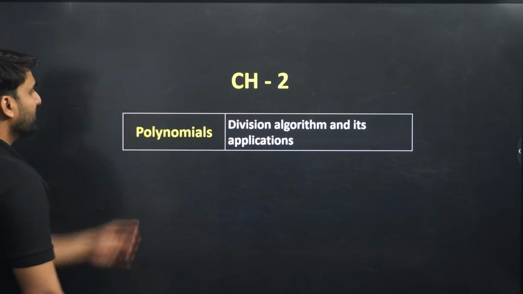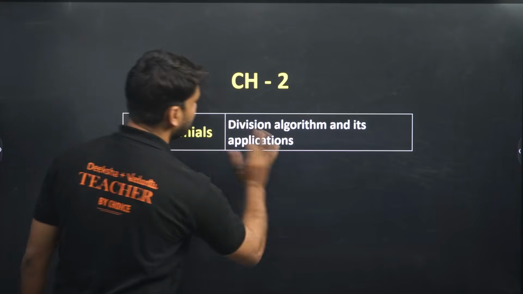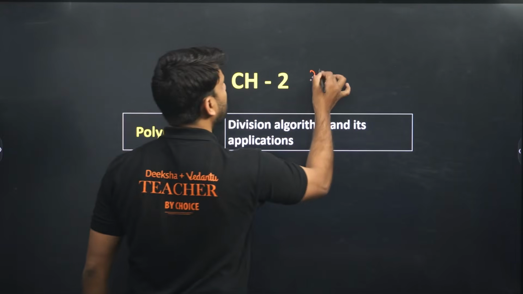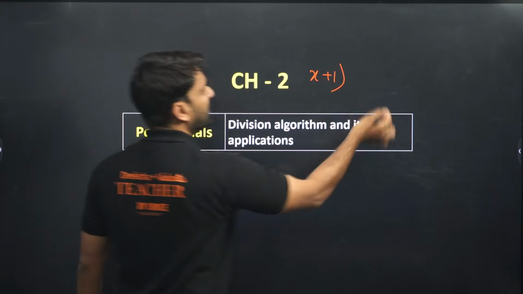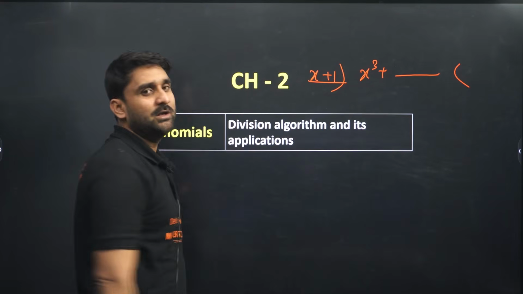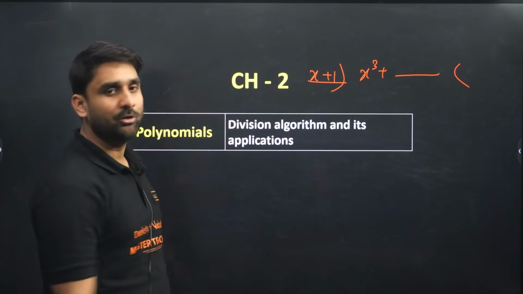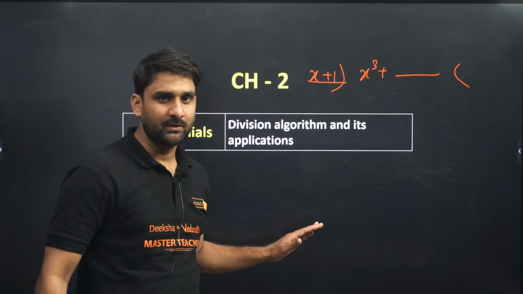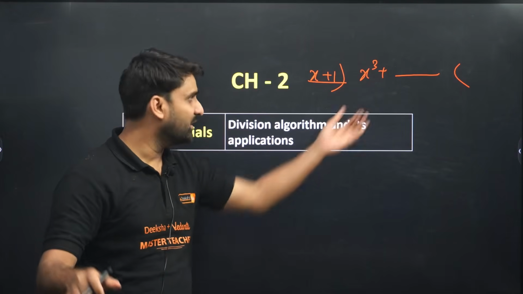Chapter number 2, Polynomials, division algorithm and its application. When we divide, let's say, a cubic polynomial by x plus 1, a linear polynomial, this is called the division algorithm. So this topic has been deleted, and you don't need to revise anything regarding this, my dear.